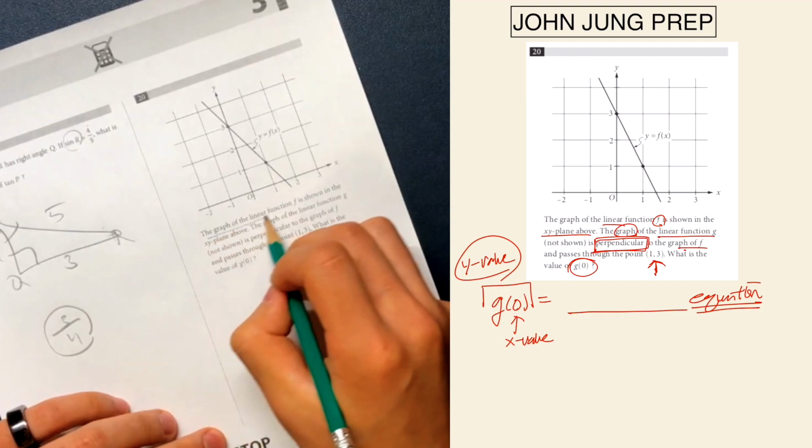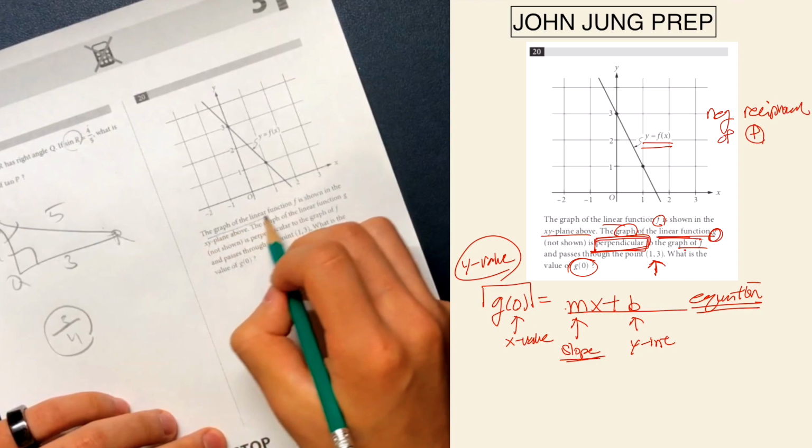So how can we come up with an equation? Well, first of all, it tells us that g is a linear function, which means it's going to follow y = mx + b, the slope-intercept form, which has been coming up in this exam over and over again. So m is going to be your slope, and b is going to be your y-intercept. So let's try to find them. Can we find the slope? It says perpendicular, right?